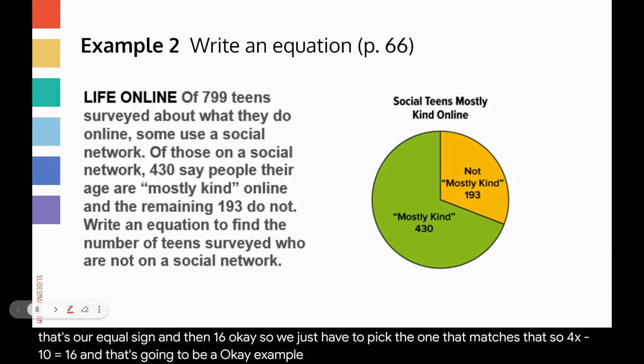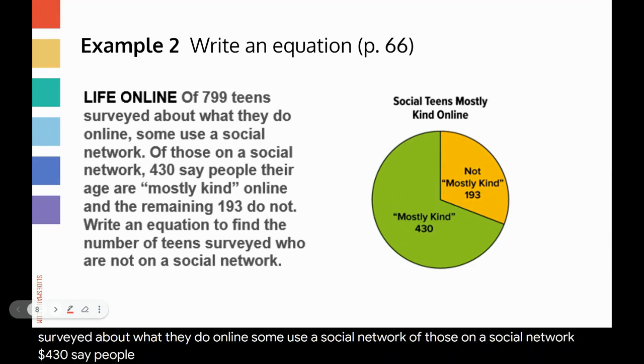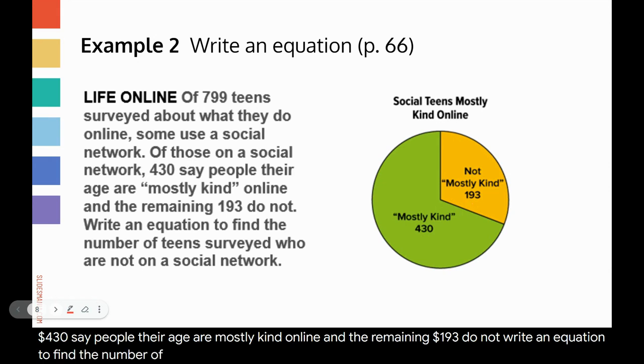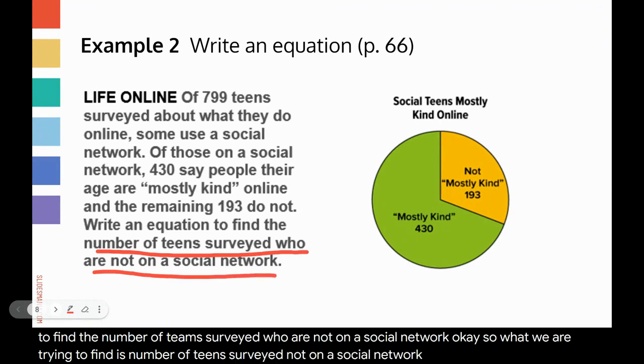Okay, example 2, write an equation. This is on page 66. So of 799 teens surveyed about what they do online, some use a social network. Of those on a social network, 430 say people their age are mostly kind online, and the remaining 193 do not. Write an equation to find the number of teens surveyed who are not on a social network. Okay, so what we are trying to find is number of teens surveyed not on a social network.